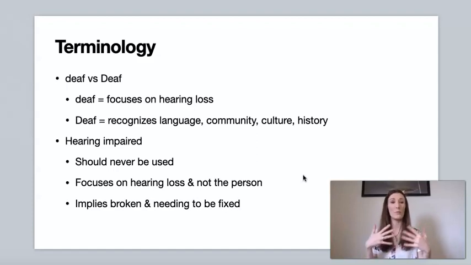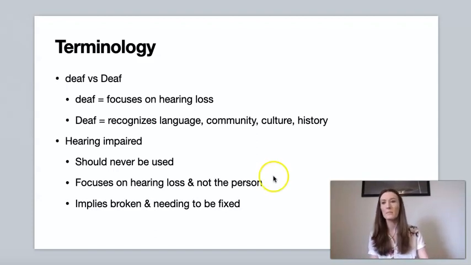Okay, the term hearing impaired should never be used. Okay, it's a derogatory term. It focuses on the hearing loss, focuses on their ear and not the person. Okay, it implies that that person is broken and needs to be fixed. Most deaf people don't want to be fixed, wouldn't have surgery or take a pill and have their hearing come back. Okay.